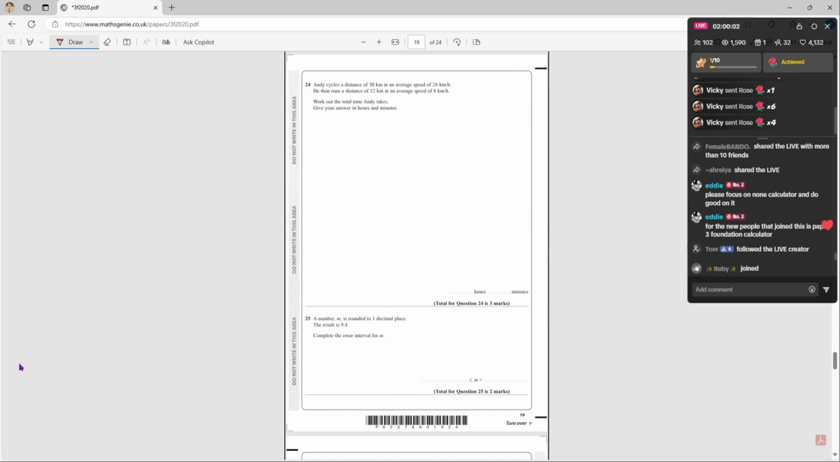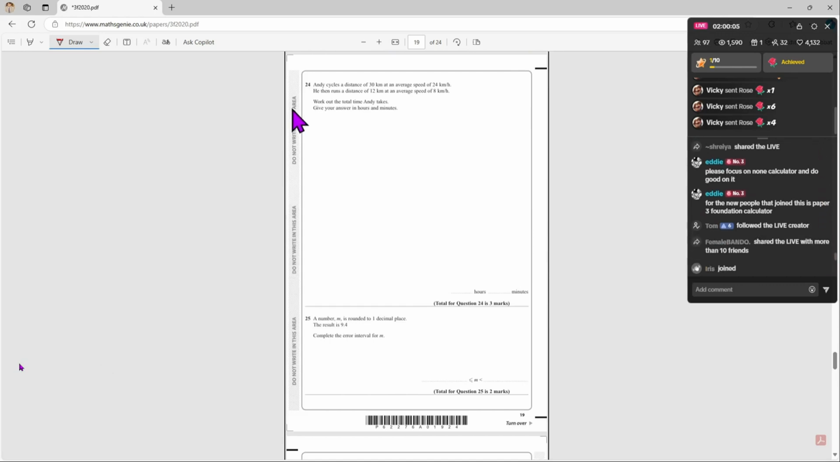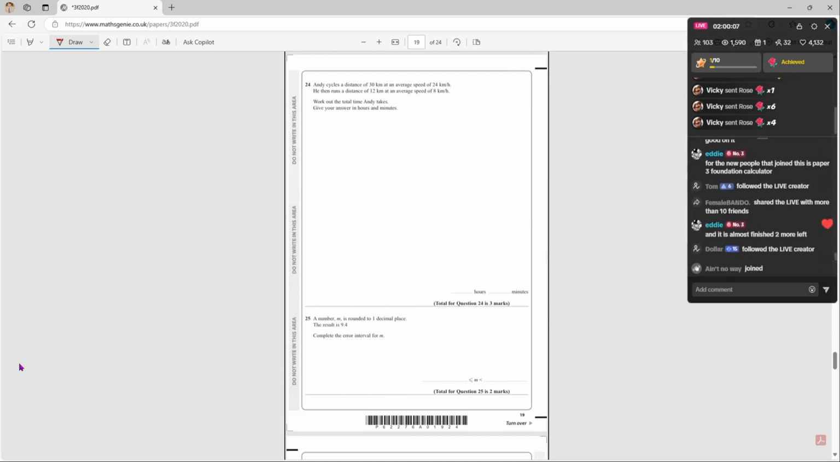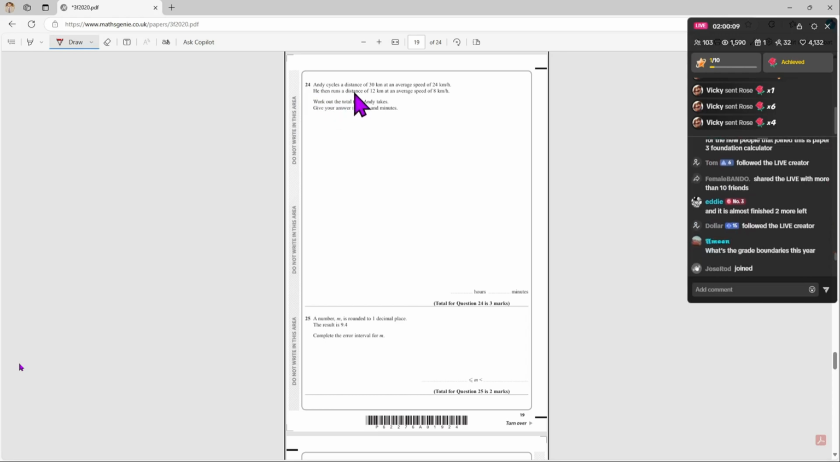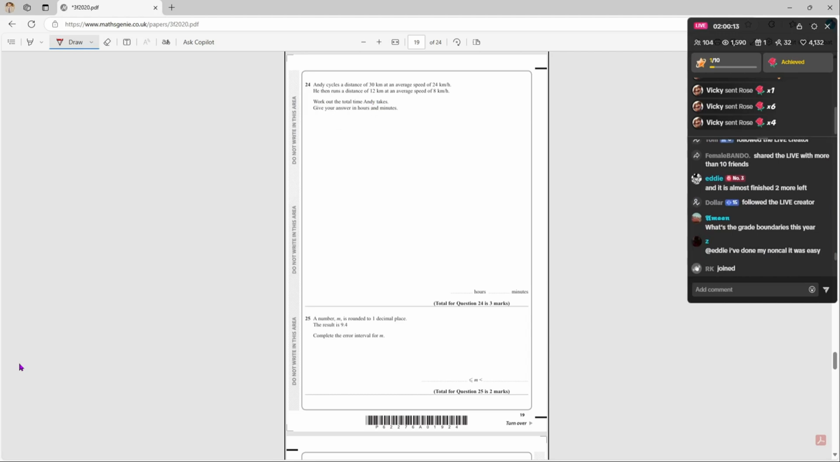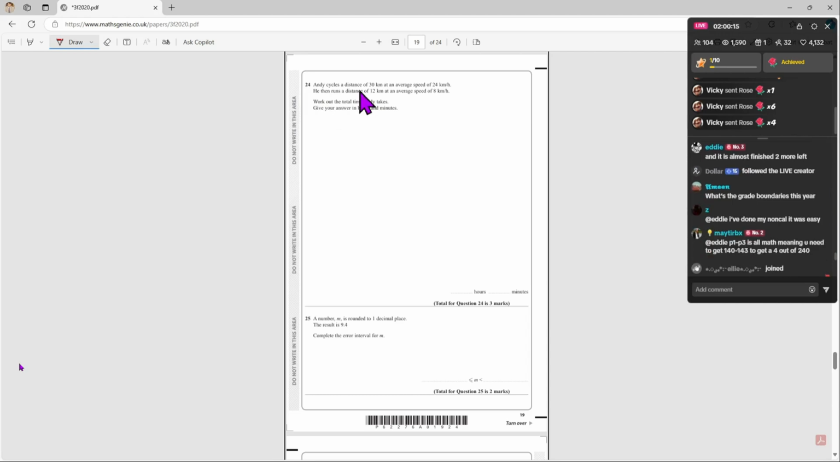So we have question number 24. Andy cycles a distance of 30 kilometers at an average speed of 20 kilometers per hour. He then runs a distance of 12 kilometers at an average speed of 8 kilometers per hour. Work out the total time Andy takes.